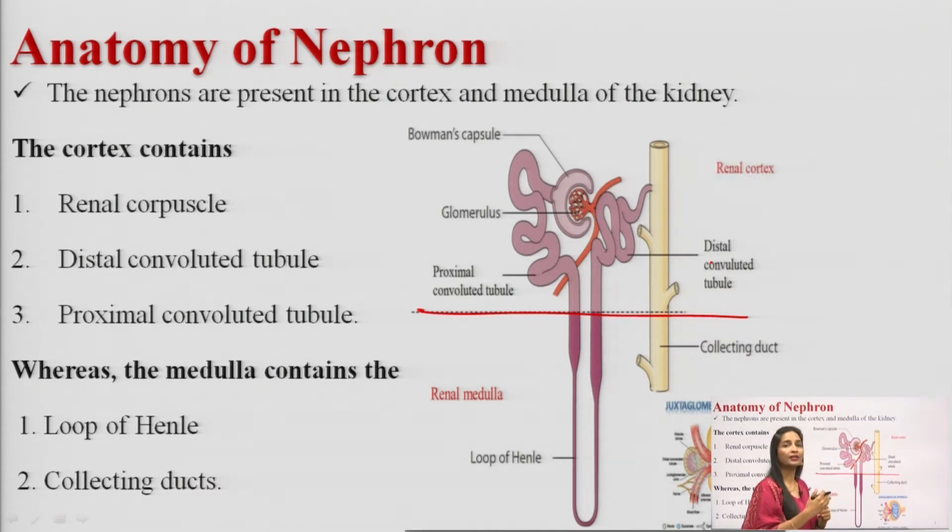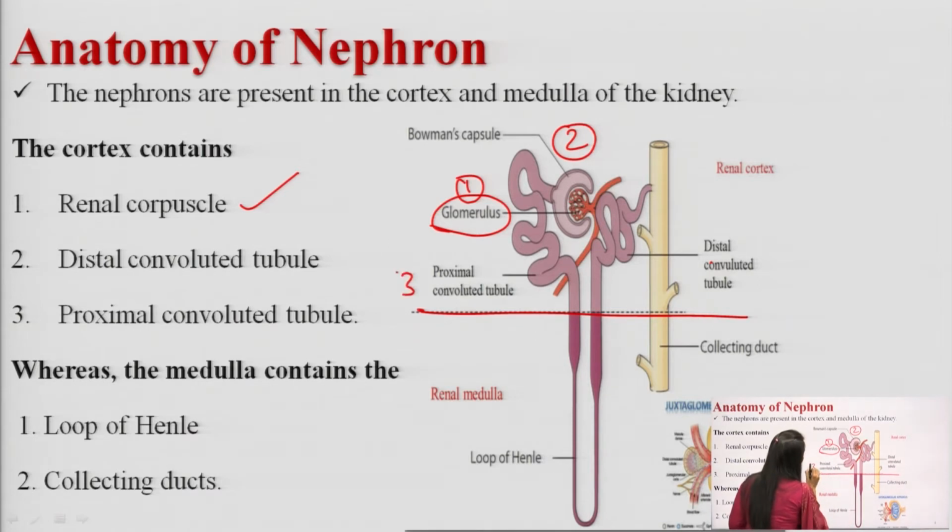Okay, and what are the parts present in the cortex area? Do not confuse the renal corpuscle, it is nothing but the glomerulus. Okay, renal corpuscle is nothing but glomerulus. So, look at here, what are the parts present in the renal cortex? Glomerulus, Bowman's capsule, proximal convoluted tubule. So, this is the thing I had mentioned here.